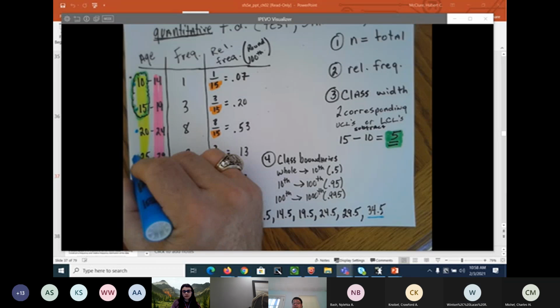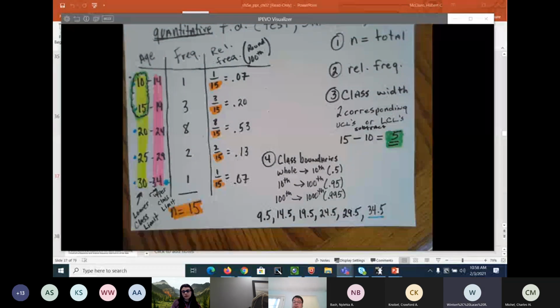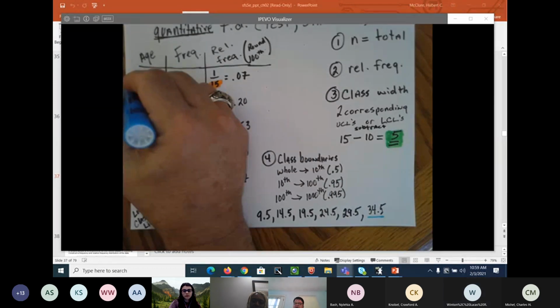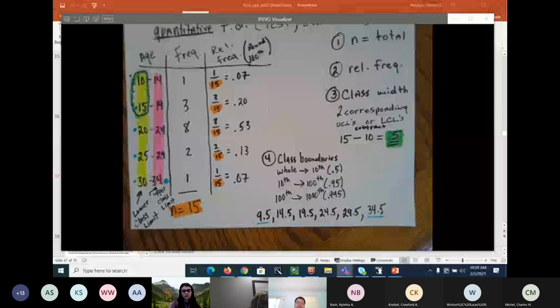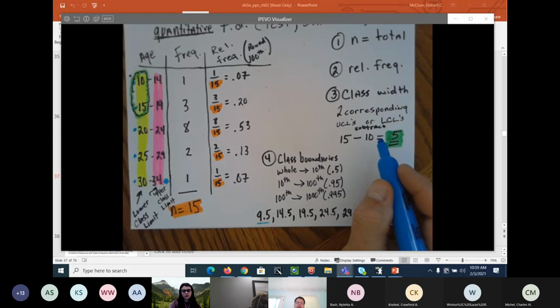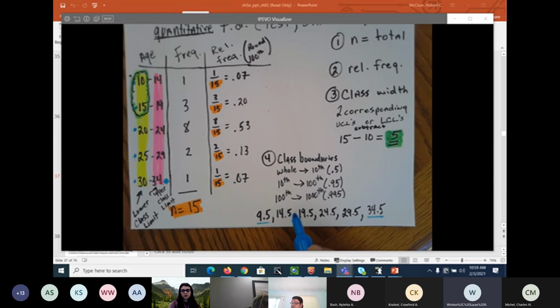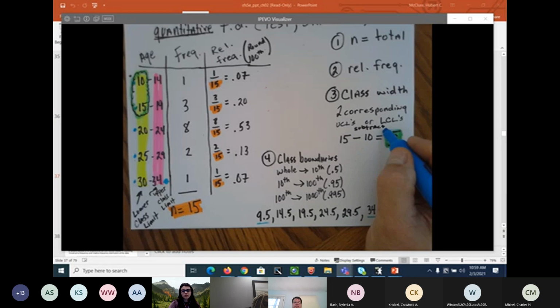Well, I asked myself, what whole number comes before 10? 9. And then I added that 0.5 to it. That's how you get the first number. And then you just add the class width, which is 5. So I added 5 to here, got 14. Added 5 here, got 19. Added 5 here, got 24, and so on. The class width, that's why the class width is so important. You've got to add the class width to everything.